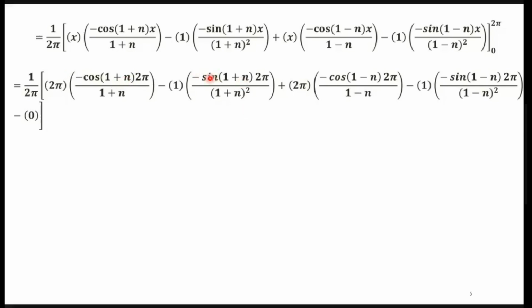वैसे ही this is going to be sine of an even multiple of pi. Sine of an even multiple of pi is again 0. This is also cos of an even multiple of pi. तो ये भी 1 हो जाएगा और ये वाला part 0 हो जाएगा.